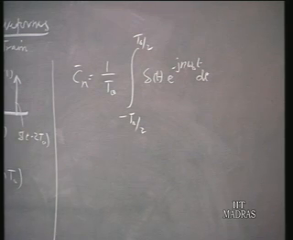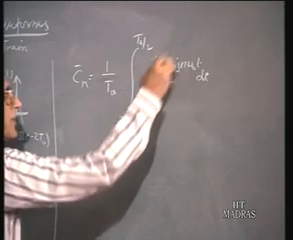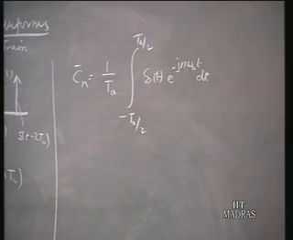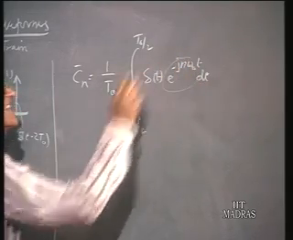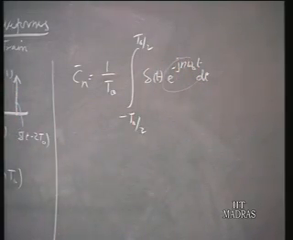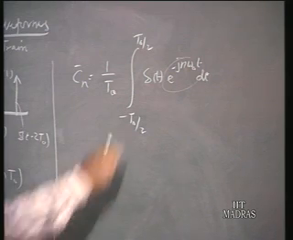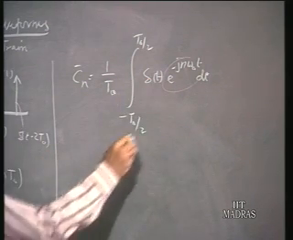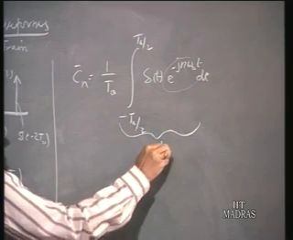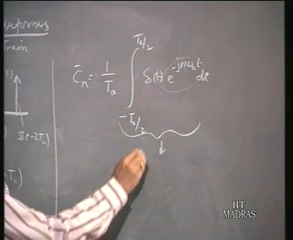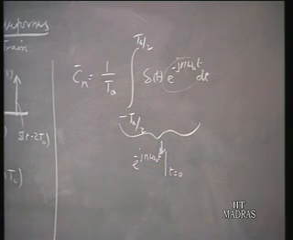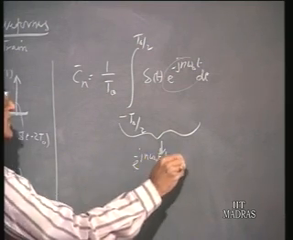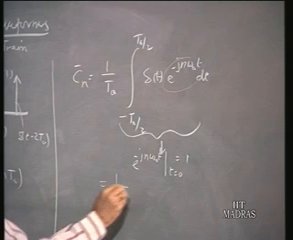Now what is the result of this integration? Whenever a delta t multiplies a certain function of time and you integrate over an interval which contains that impulse, the value is simply the value of this function at t equals 0, because the impulse is sitting at t equals 0. Therefore the value of this is simply this quantity evaluated at t equals 0, and that of course is 1. Therefore Cn is 1 upon t naught.